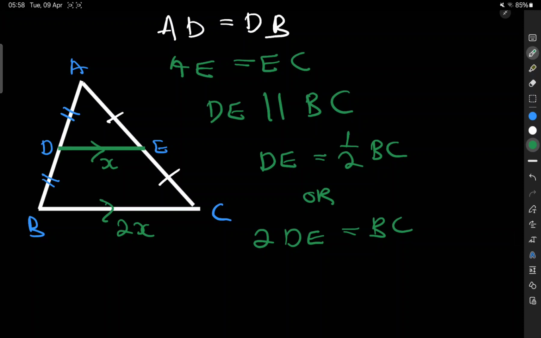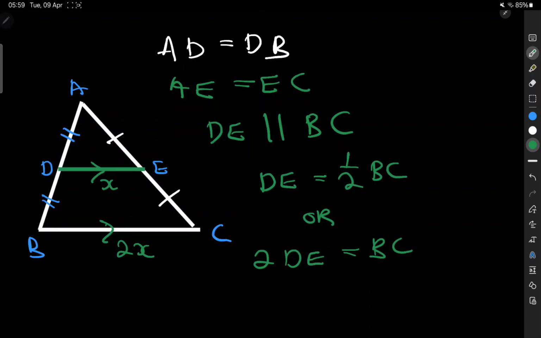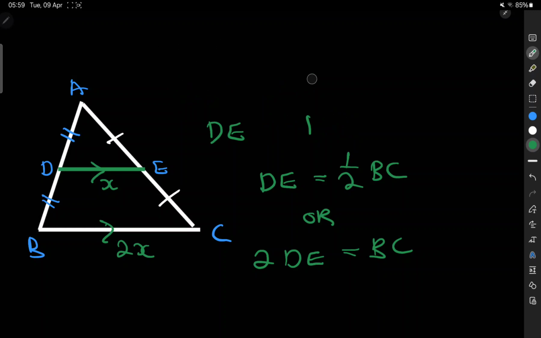So that is what the midpoint theorem is trying to explain to you: if we have a line DE and we know that it bisects AB and AC, then we can conclude that line will be parallel to the third line, which is BC, and also half the value of BC. But that's not the only thing that we can conclude about the midpoint theorem.